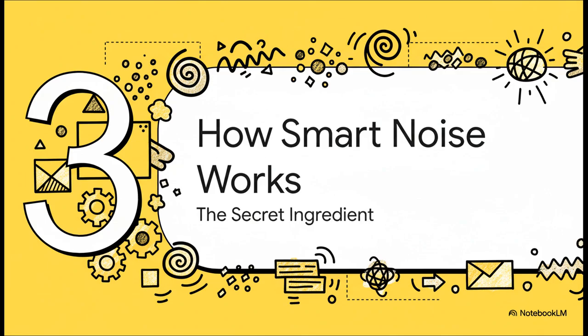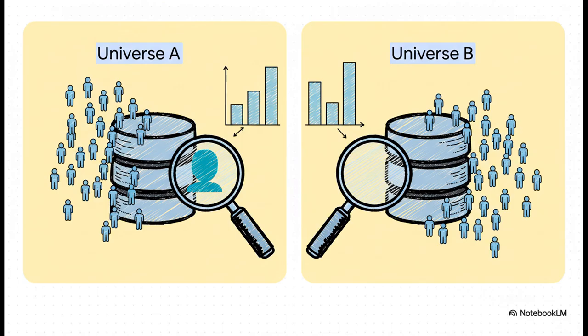Okay, so how on earth is that even possible? It sounds a little like magic. Well, the secret ingredient is something called smart noise. I want you to imagine 2 parallel universes for a second. In universe A, your data about loving coffee is in a database. In universe B, it's not. A differentially private system makes it so that if you ask both databases, how many people here like coffee, the answers you get back are so similar, so close, that you could never tell which universe you're in. That's plausible deniability in action.